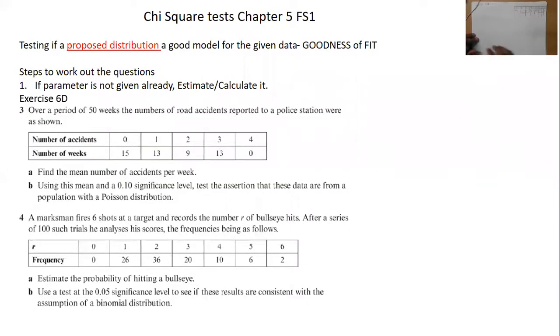All right, done, guys. We move on to the next question now, which is question number 4. A marksman fires 6 shots at a target and records the number R of bullseye hits. After a series of 100 such trials, he analyzes his score, the frequency being shown as this. It has given you in part B that you're going to be using a binomial distribution, so you're not making an estimate in this. But what you want to estimate is the probability of hitting the bullseye.